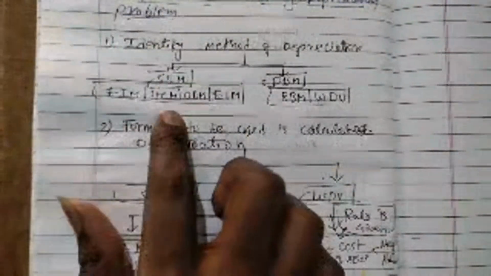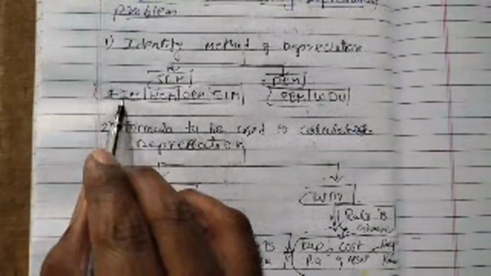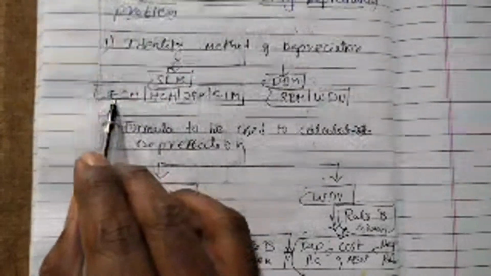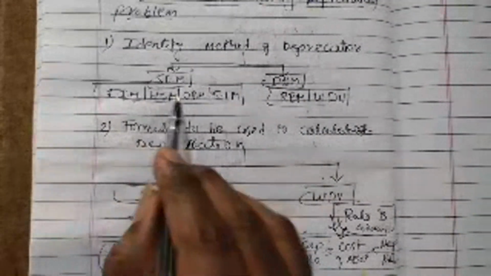Okay, so in this case it is also called FI, meaning fixed installment method, historical cost method, original cost method.